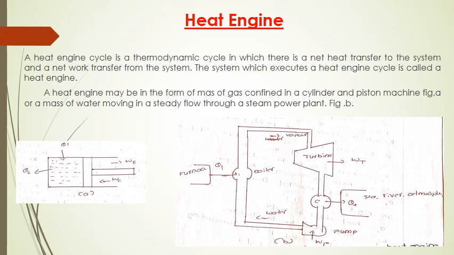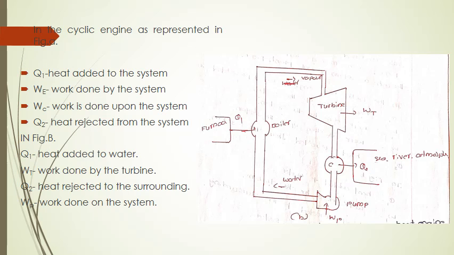A heat engine may be in the form of mass of a gas confined in a cylinder, which you can observe here, or a mass of water moving in a steady flow through a system or a power plant. You can observe here. Okay, so both are heat engines. In the cyclic engine as represented in figure A, from this diagram we can name these.